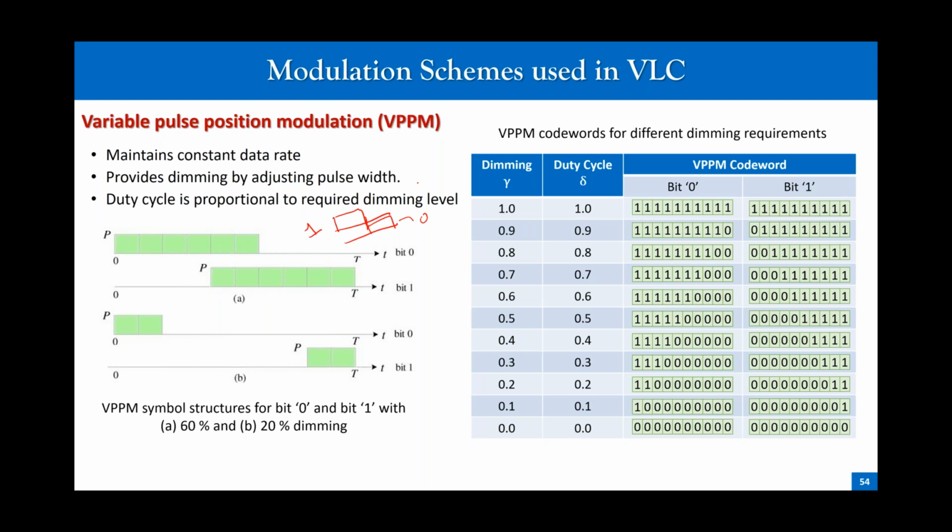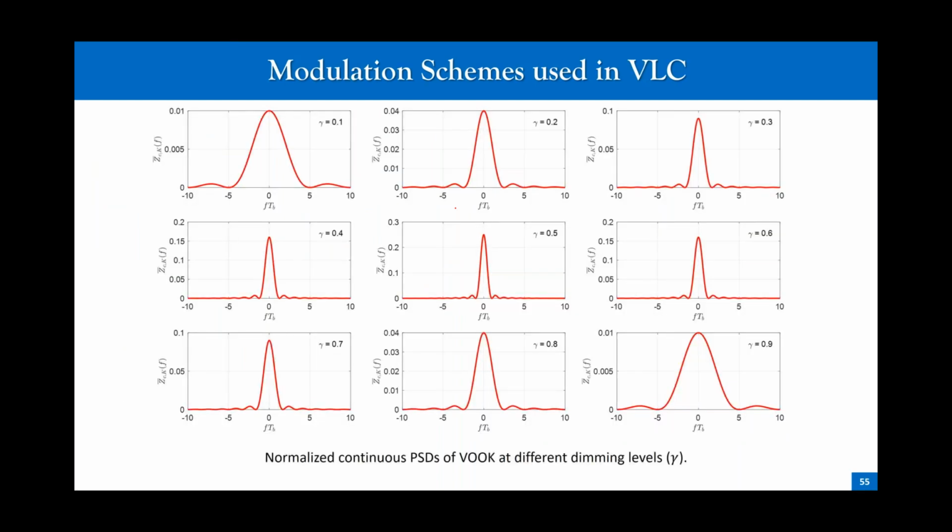In variable pulse position modulation, you can have some overlap, or you may have certain time slots where nothing is present. So of course, this will give you a lower dimming. In this case, this is 20% dimming, and this case is for 60%. So again, by using pulse position modulation, and by changing the time period for which the pulses overlap, you can affect the dimming levels. Typically we have implemented these kinds of modulation schemes in FPGA, and we have done some experiments on this. We will talk about this later.